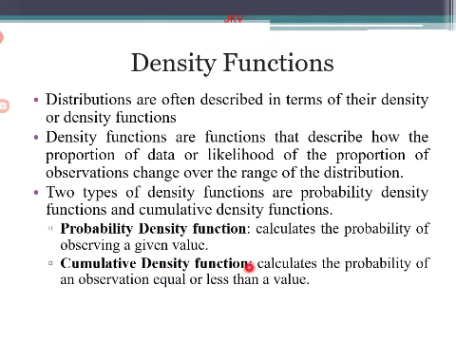Now, cumulative density function calculates the probability of observation equal to or less than a value. That is, after the age group 30, how many will be there? This can be termed as cumulative density function. Or before the age group of 25, how many people are included in the study? This can be termed as cumulative. That is, two types of density functions, probability density function and cumulative density function. Probability density function means observation of a given value. Cumulative density function means before or after a particular point, how many values are there.